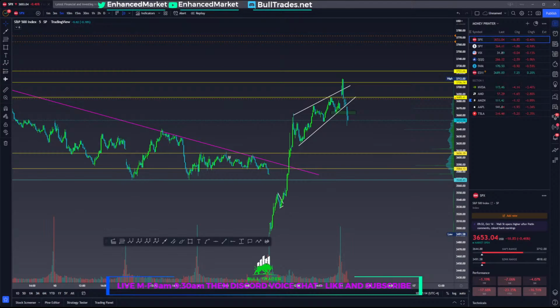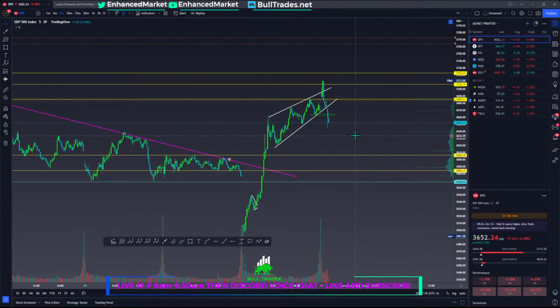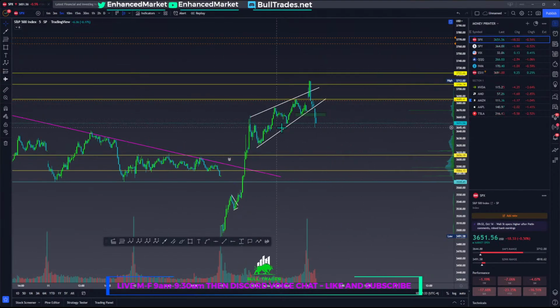Unbelievable. Let's go, baby. We're probably just going to see a continuation here. Rising wedge, typical pattern. I'm reading the chat at the same time. Typical pattern.